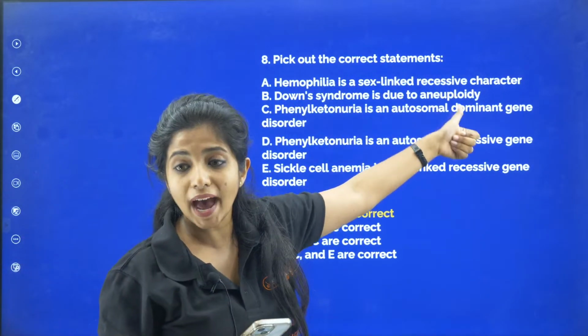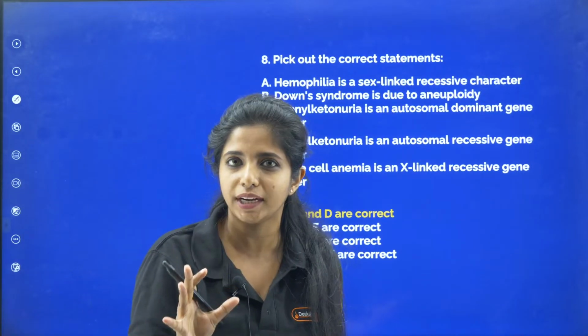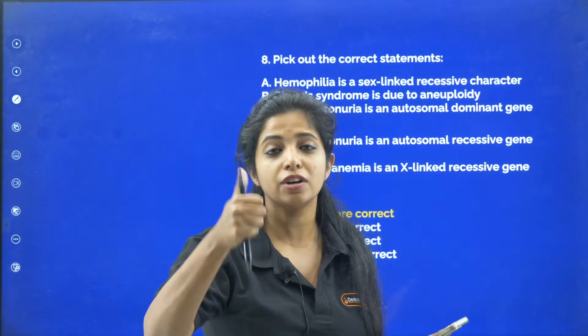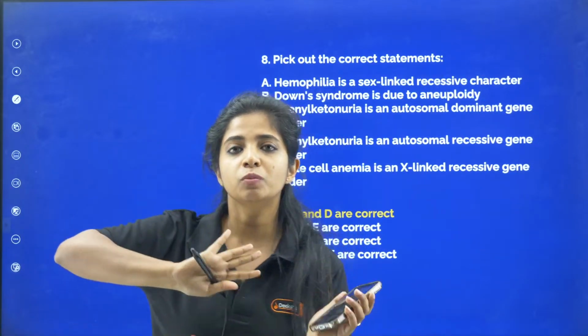Down syndrome is due to aneuploidy. What do you mean by aneuploidy? Addition or deletion of a chromosome is known as aneuploidy. Under aneuploidy you have 2 conditions, trisomy or monosomy. Trisomy means you are gaining 1 chromosome. Monosomy means you are losing 1.